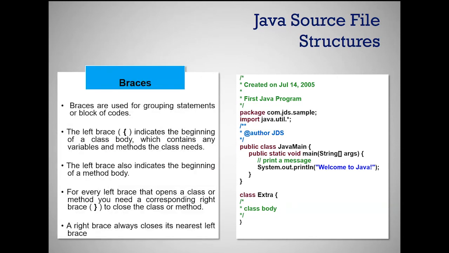So next you have braces. I think you're already familiar with braces. Braces are used in grouping statements or blocks of code. The left brace indicates the beginning, the right brace means closing. The left brace also indicates the beginning of a method body.